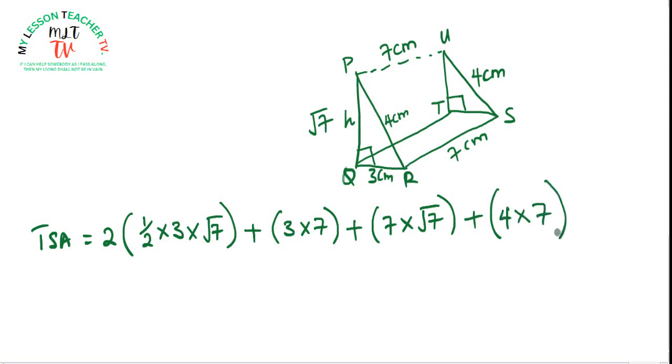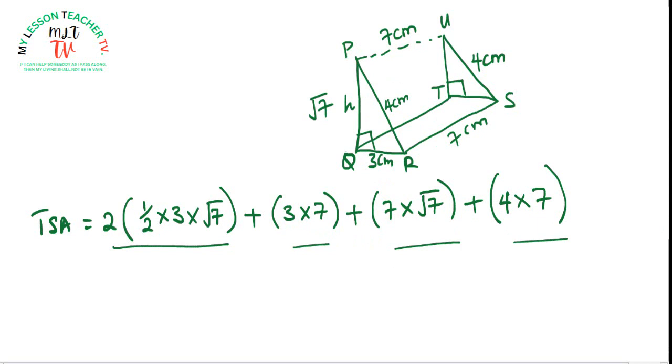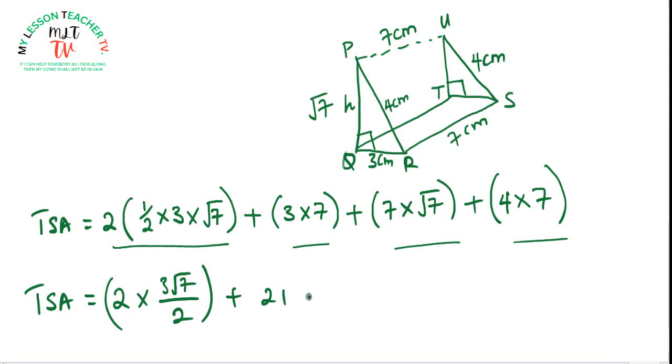I think we have taken into consideration all the shapes. The first is for the sum of the two triangles, while the second is the area of the base rectangle. The third is for the back rectangle, and this is for the slant rectangle. So let's simplify, and that gives us the total surface area. So the total surface area is equal to 2 times 3 root 7 divided by 2, plus 21, plus 7 root 7, plus 28.